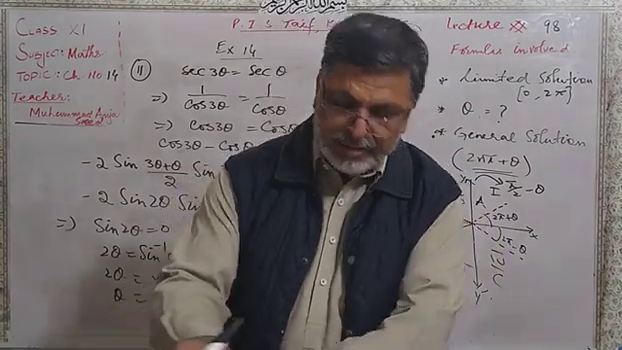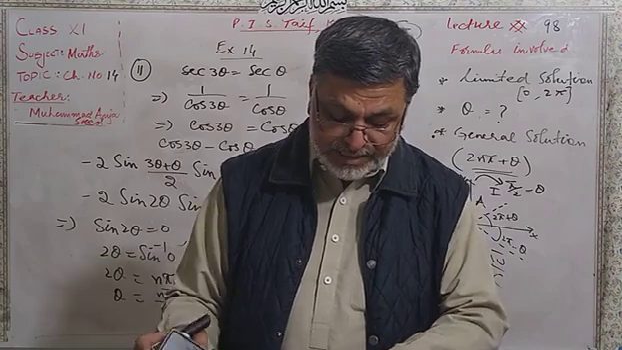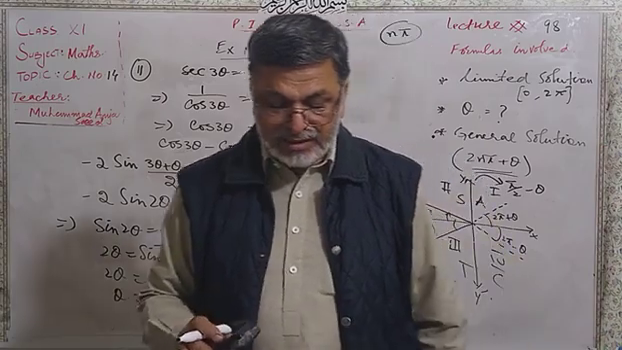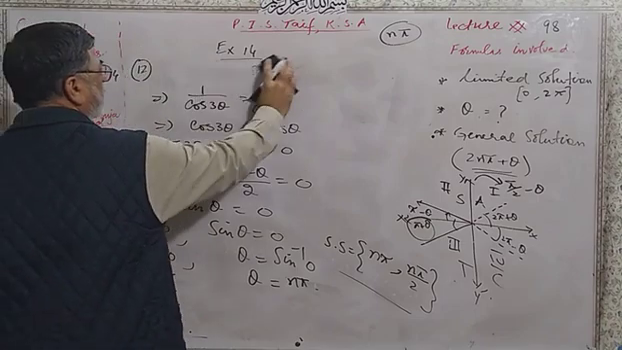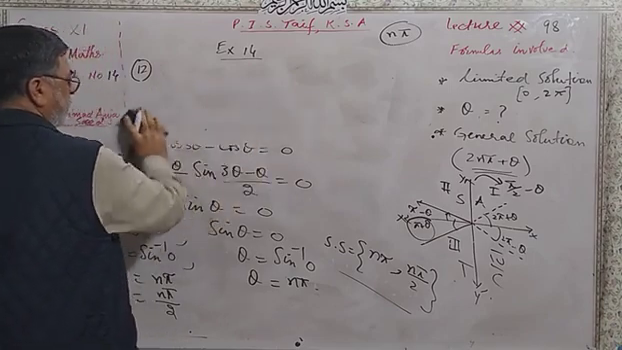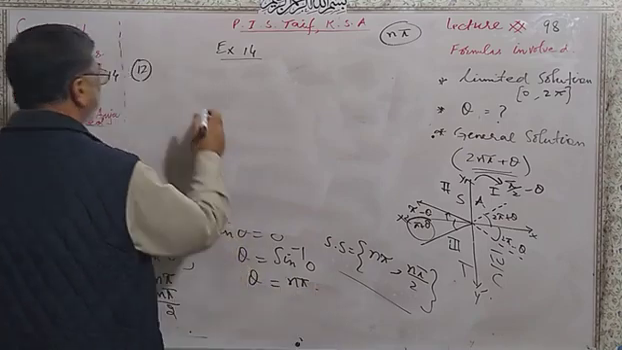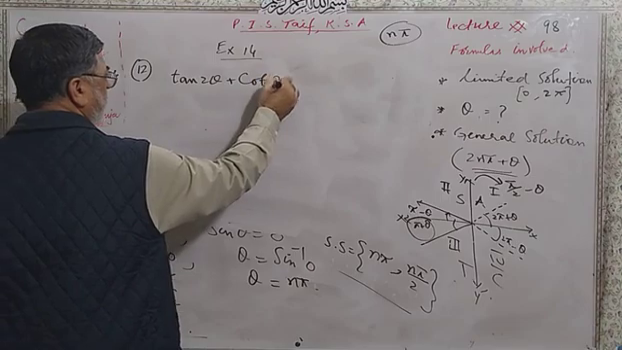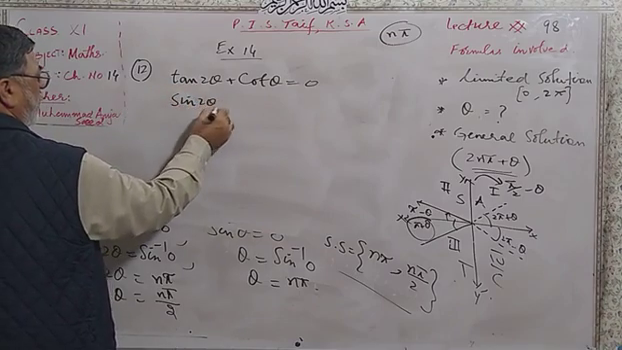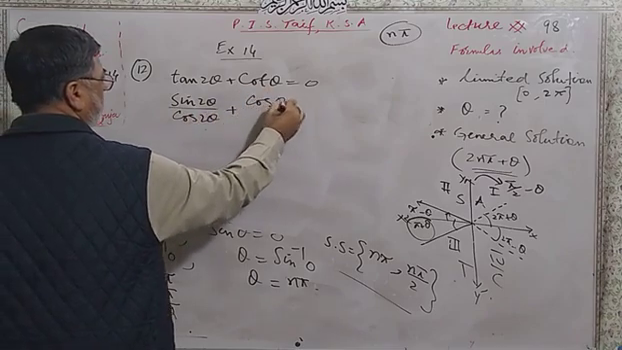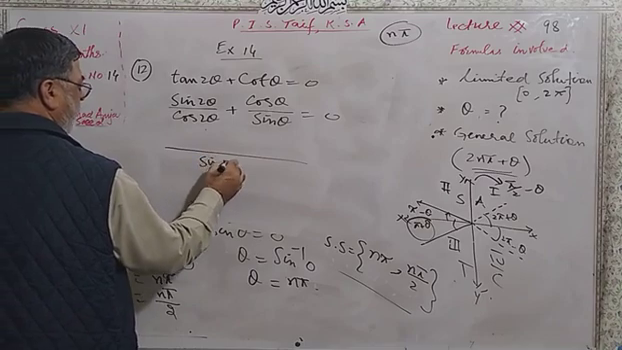After that we have question number 12 and 13. Out of question number 12 and 13, I am taking question number 12. Tangent 2 theta plus cotangent theta is equal to 0. Dear students, you know that tangent 2 theta is sin 2 theta over cos 2 theta, and cotangent is cos theta over sin theta. That will be 0. Taking LCM as sin theta cos 2 theta.